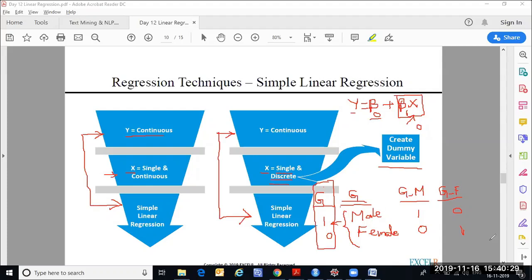That's the whole reason. Instead of replacing this with straight numbers, instead of ones and zeros, can I go ahead and mark male as 1 and female as 2?